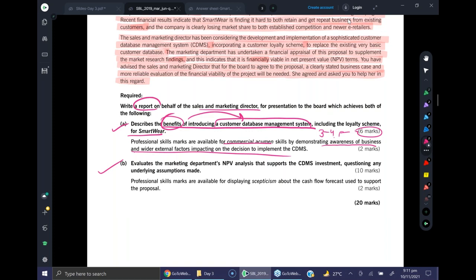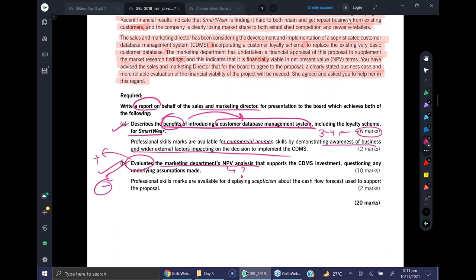Evaluate the marketing department's NPV analysis. So there is some NPV analysis in one of the exhibits, and you have to evaluate it. Evaluate means whatever is right, you say it's right, and whatever doesn't seem very right, you show skepticism and you ask for more information, or you just say that it's wrong and give your reasons. The logical reason has to be there.